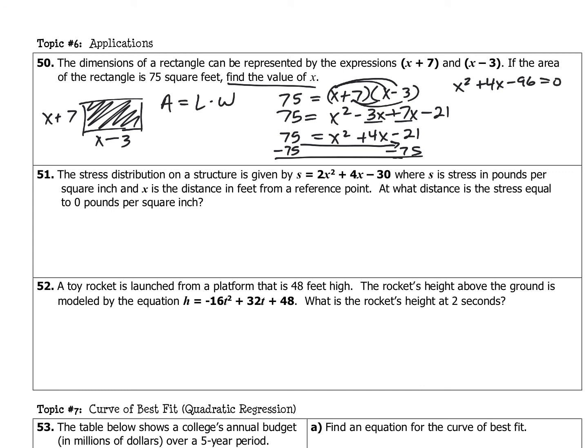Okay, so all I have to do is factor this now, and I will have what x equals. So I need factors of 96. Let's see. There's a bunch. 96 and 1. 48 and 2. 32 and 3. 24 and 4. 16 and 5. And 12 and 8.